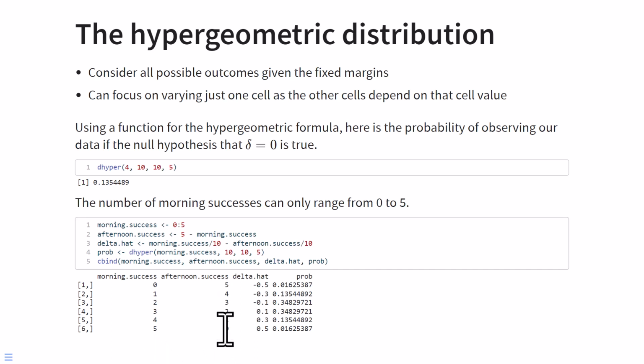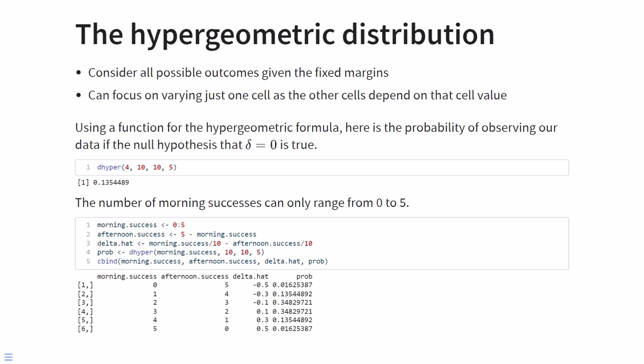So if you look here, I have listed down here the morning successes in a column and the afternoon successes in a column. And then I calculated delta hat, this column, by taking the morning success proportion and subtracting from it the afternoon success proportion. For each of these, based upon the 4 values in my table, I can calculate the probability using the hypergeometric formula, and that's what we've done here. So this is, as with all probability distributions, all possible outcomes, and the probability is calculated for each. If we summed up these probabilities, we would see that it sums to 1.